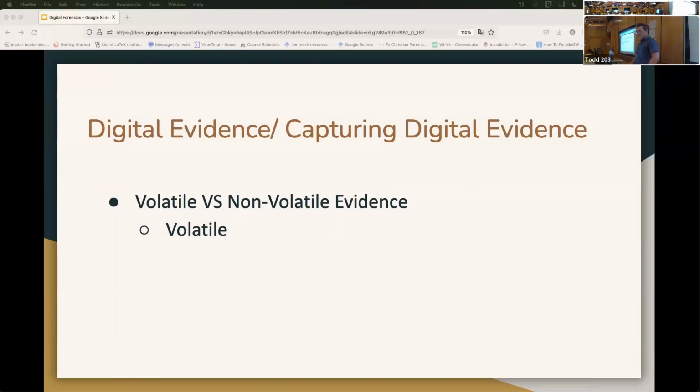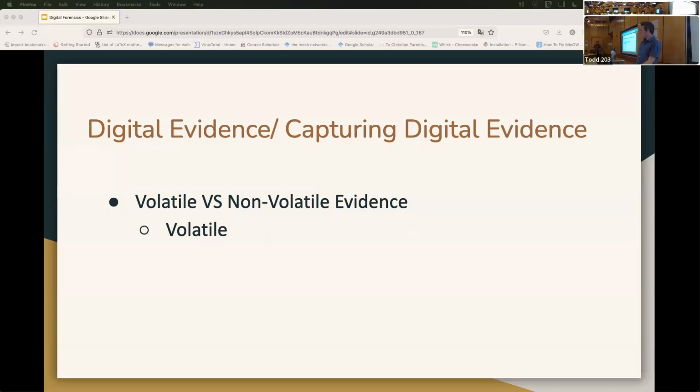So let's talk a little bit about digital evidence and capturing digital evidence. We're going to really talk about volatile and non-volatile evidence. Does anybody know what volatile evidence is? Maybe evidence that stays there and doesn't necessarily disappear or go away very easily. No, it is the exact opposite of that.